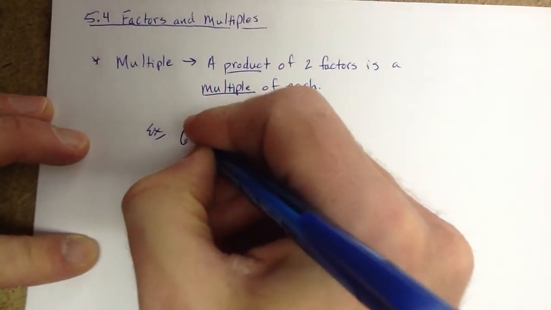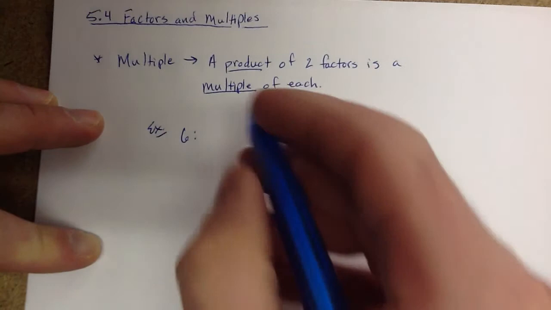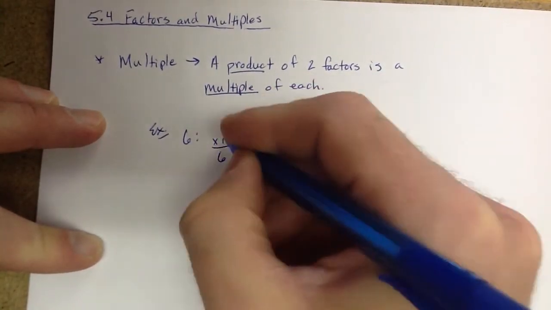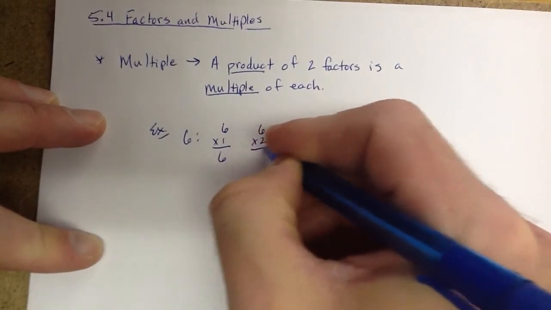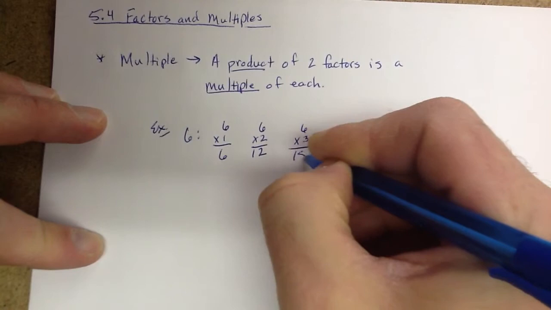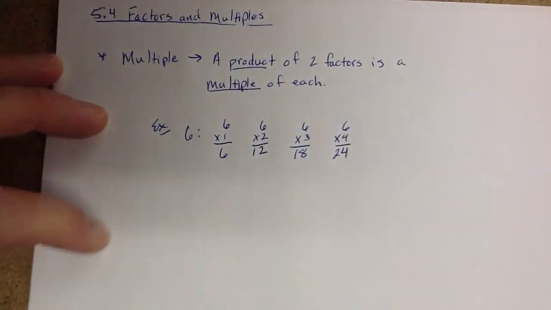So if we had the term 6, and we think the product of two factors is a multiple of each. So 6 times 1 would be 6. 6 times 2 is 12. 6 times 3 is 18. And 6 times 4 is 24. We'll just look at the first four.